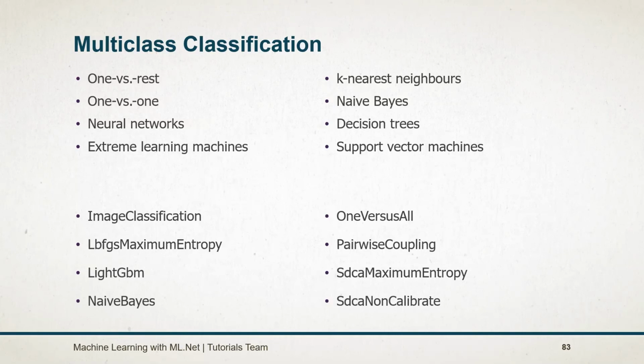Here are the popular trainers for the multiclass classifier: image classification, LBFGS maximum entropy, LightGBM, naive Bayes, one versus all, pairwise coupling, SDCA maximum entropy, and SDCA non-calibrated.